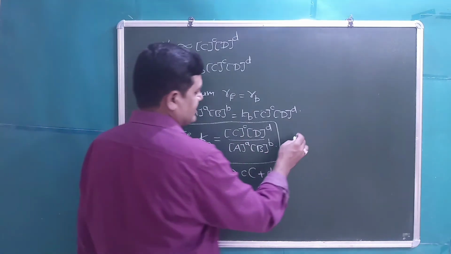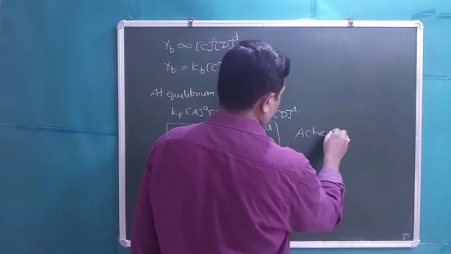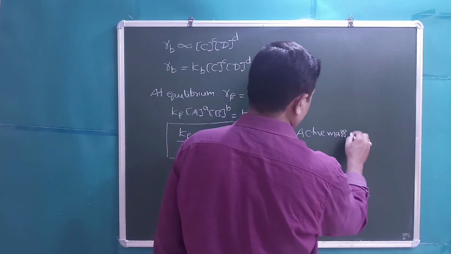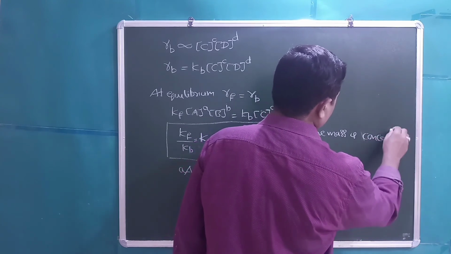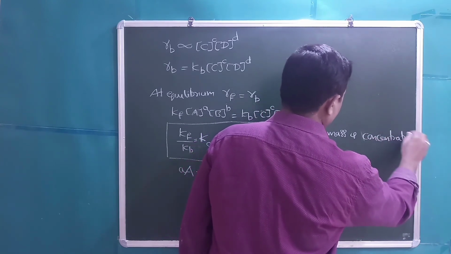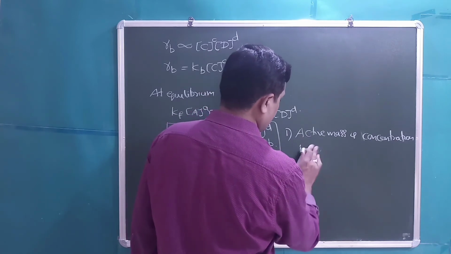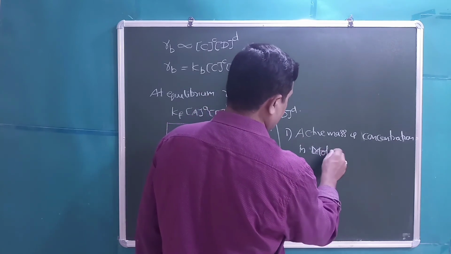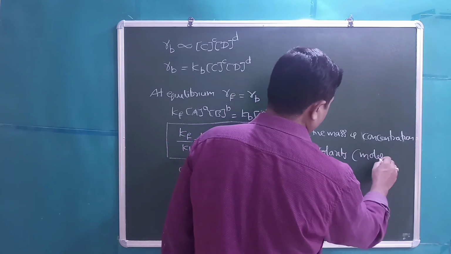Students, here active mass is concentration in molarity. Concentration in molarity, moles per liter. The unit we know is moles per liter.